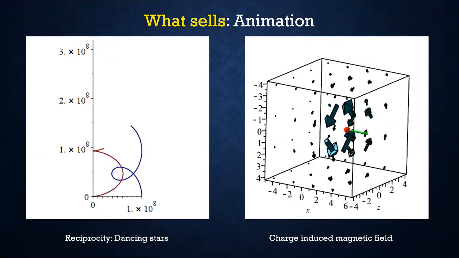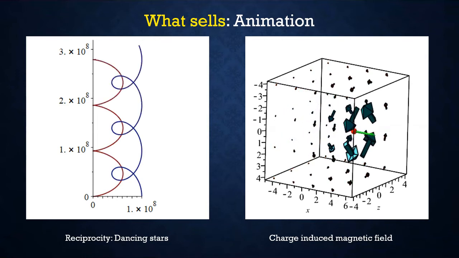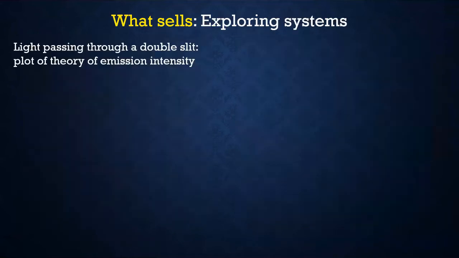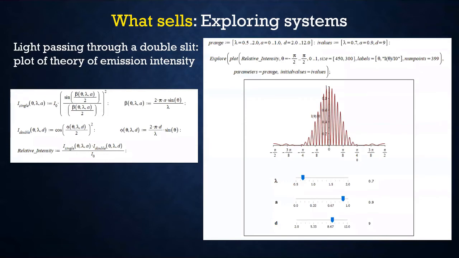Animation certainly sells, whether it's in 2D, such as the dancing stars, or 3D, involving a charge inducing a magnetic field. And finally, the biggest thing that sells is probably the explore function, because it allows us to create little apps. Here's an example of light passing through a double slit. Here are the functions they get out of the textbook that they can plot. They do plot the function, but by using the explore function, they can pick up a series of parameters that they can vary, which will therefore change this plot.